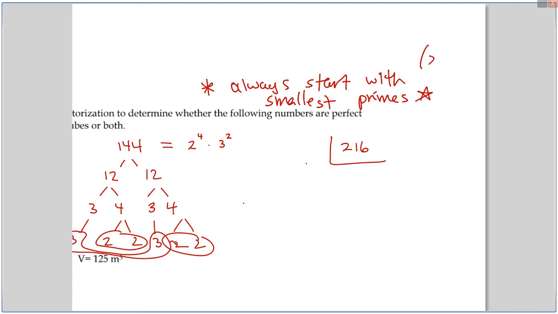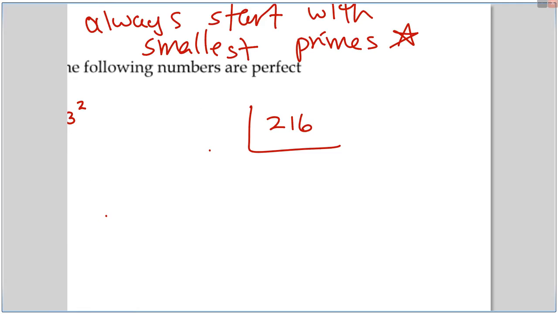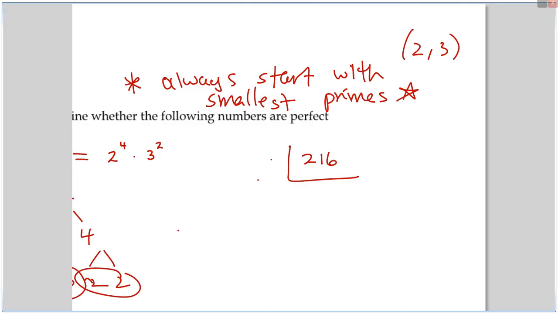So 2 and 3, right? Those are your starts, 2 and 3. If it's even, go after 2. If it's odd, go after 3. 216 is even. So start with 2.